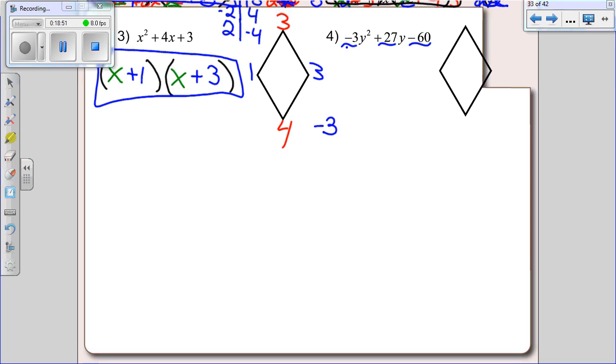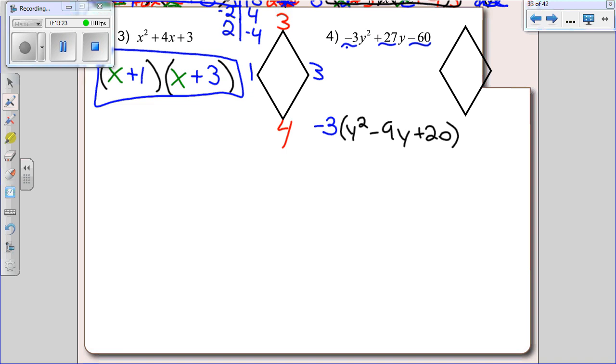I would be left with y squared for the first term, negative 9y for the second term, and plus 20 from the third term. I got those numbers by dividing everything by negative 3. So 27 divided by negative 3 is negative 9. Negative 60 divided by negative 3 is positive 20. That's called doing a GCF.